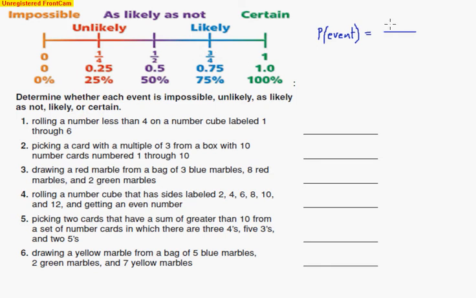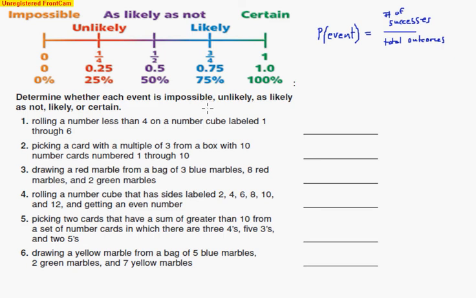The fraction form goes the number of successes on top of the fraction, and then we have the total number of outcomes on the bottom of the fraction. So that's what we're looking for: number of successes on the top, total number of outcomes on the bottom.